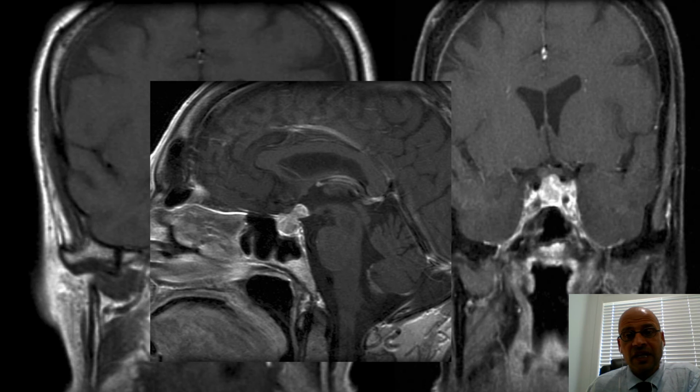This is in no way pathognomonic for cancer. It occurs when the adenoma grows very quickly through the diaphragma sellae before it gives a chance for the sella to adapt and accommodate.